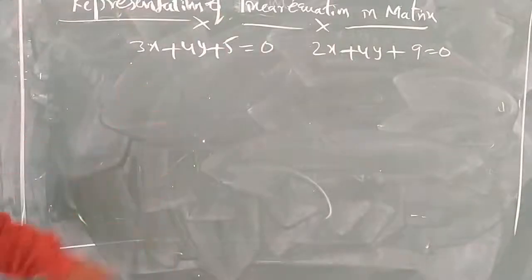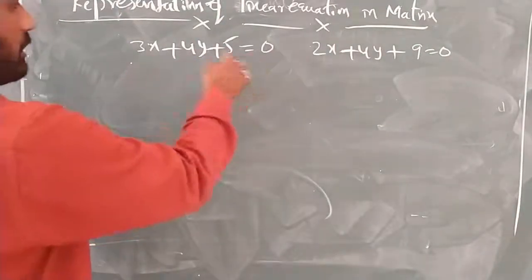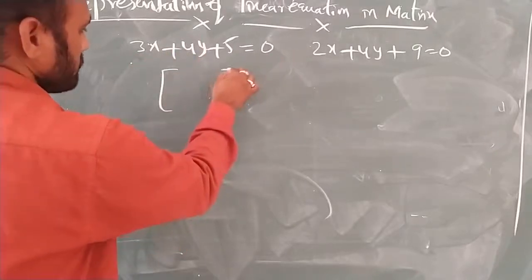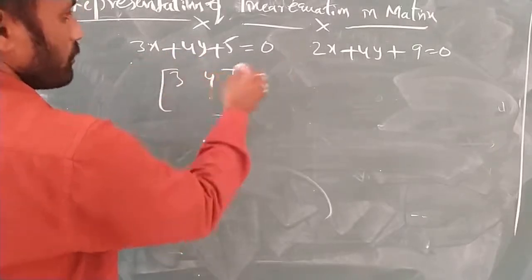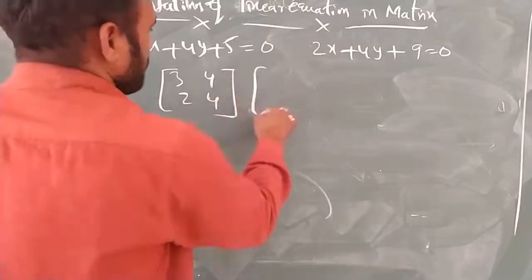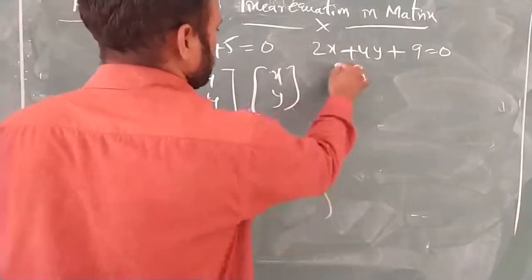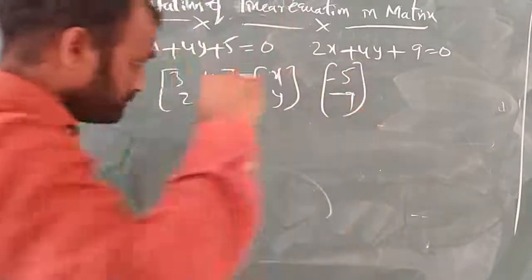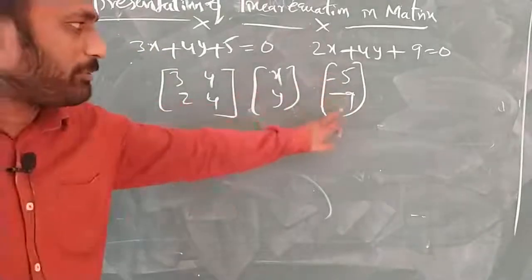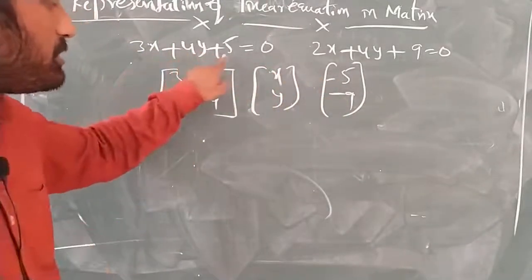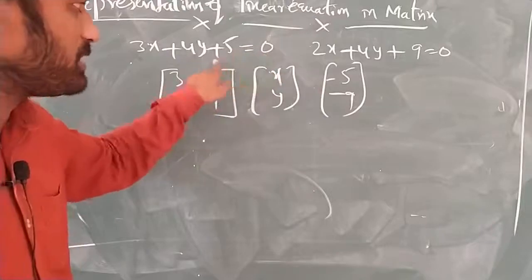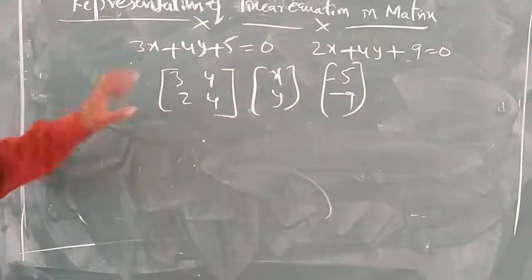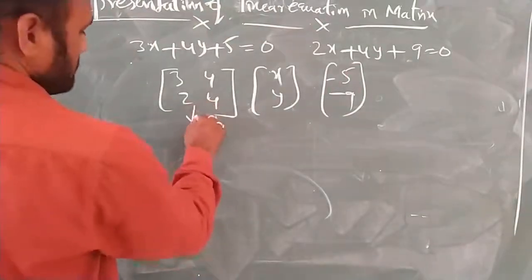So these are the two linear equations. How will I represent them? The coefficients of the variables we will treat here: 3, 4, 2, 4, and variables x, y, and the constants -5, -9. Why will we write -5, -9 here? According to the standard form of linear equations, we have to transpose this +5 to that side, it will become -5, and +9 to the other side, it will become -9. So this is called the coefficient matrix.